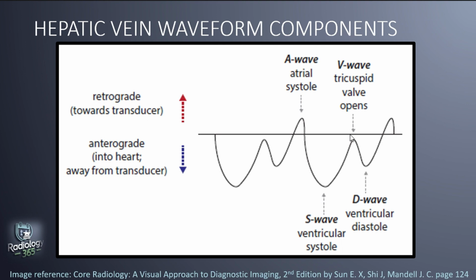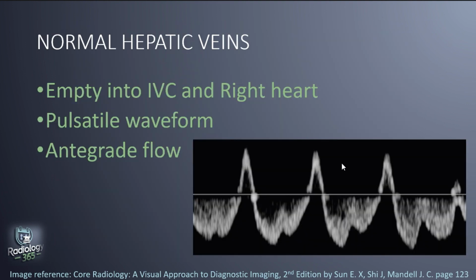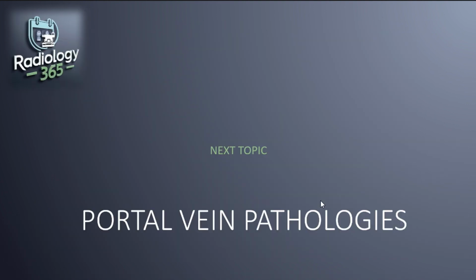Then the D wave represents continued filling of the right ventricle during ventricular diastole. And during this period, there's a smaller volume of blood returning to the right atrium. And then the cycle begins all over again. So this is the normal hepatic vein waveform, as we saw in this image. Now that brings us to the end of this short discussion. The next thing we'll talk about are portal vein pathologies.